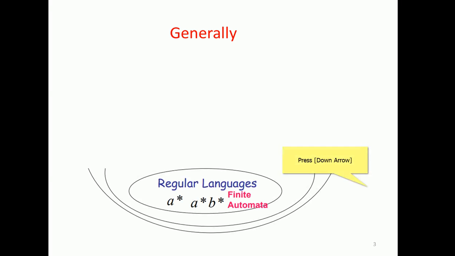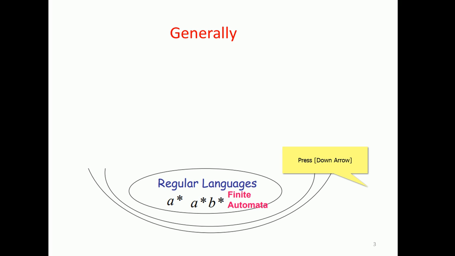So generally, the language accepted by the finite automata is the regular languages, such as a star or a star b star, where star starts with 0 or 1 or 2. A finite number of values will be accommodated, so that regular language is accepted by the finite automata concepts.